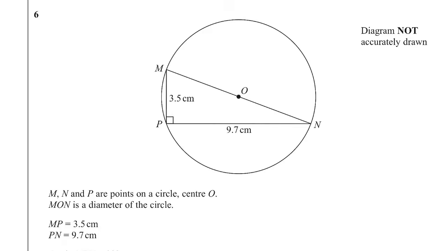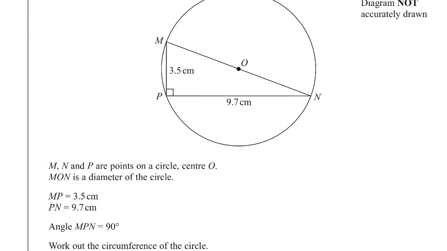In question 6, we are given a diagram here. We've got 3 points on a circle, center O. We've got all the measurements here. And we are asked to calculate the circumference of the circle. The idea is to use Pythagoras' theorem to find the hypotenuse, which is the diameter, and then use the formula for the circumference of a circle to find the answer.